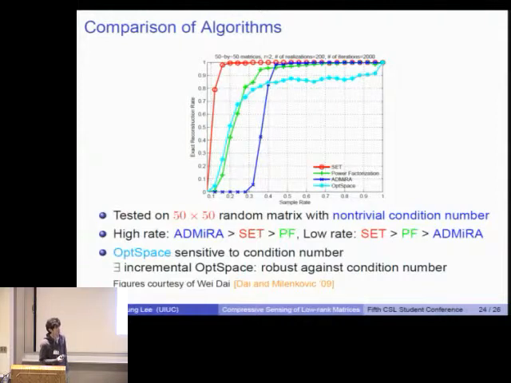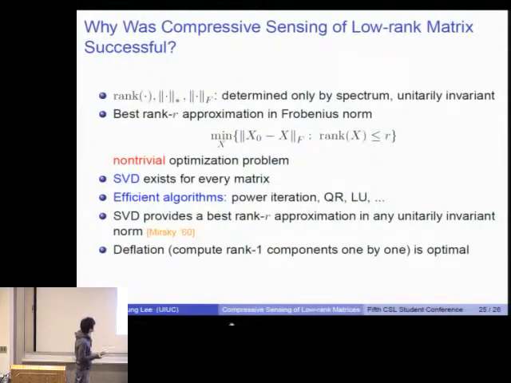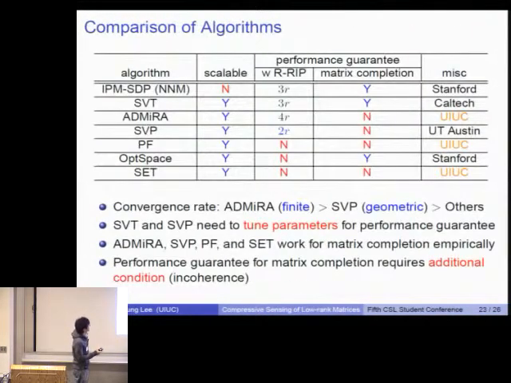But to be fair, I need to mention that they resolved this problem by proposing incremental OptiSpace, which obtained robustness against the condition number at the cost of losing performance guarantee. It is no more a guaranteed algorithm. Oh, I forgot to mention that among these algorithms, three of them were developed at UIUC. We have made quite a contribution in this field.